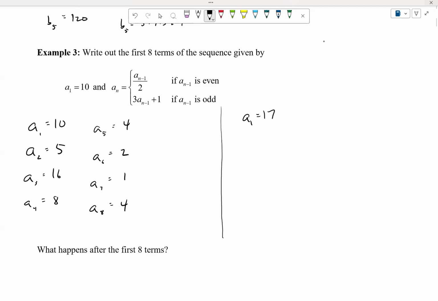So do the problem again with a sub 1 equals 17. That's called the Nico number. Go until you find a pattern.